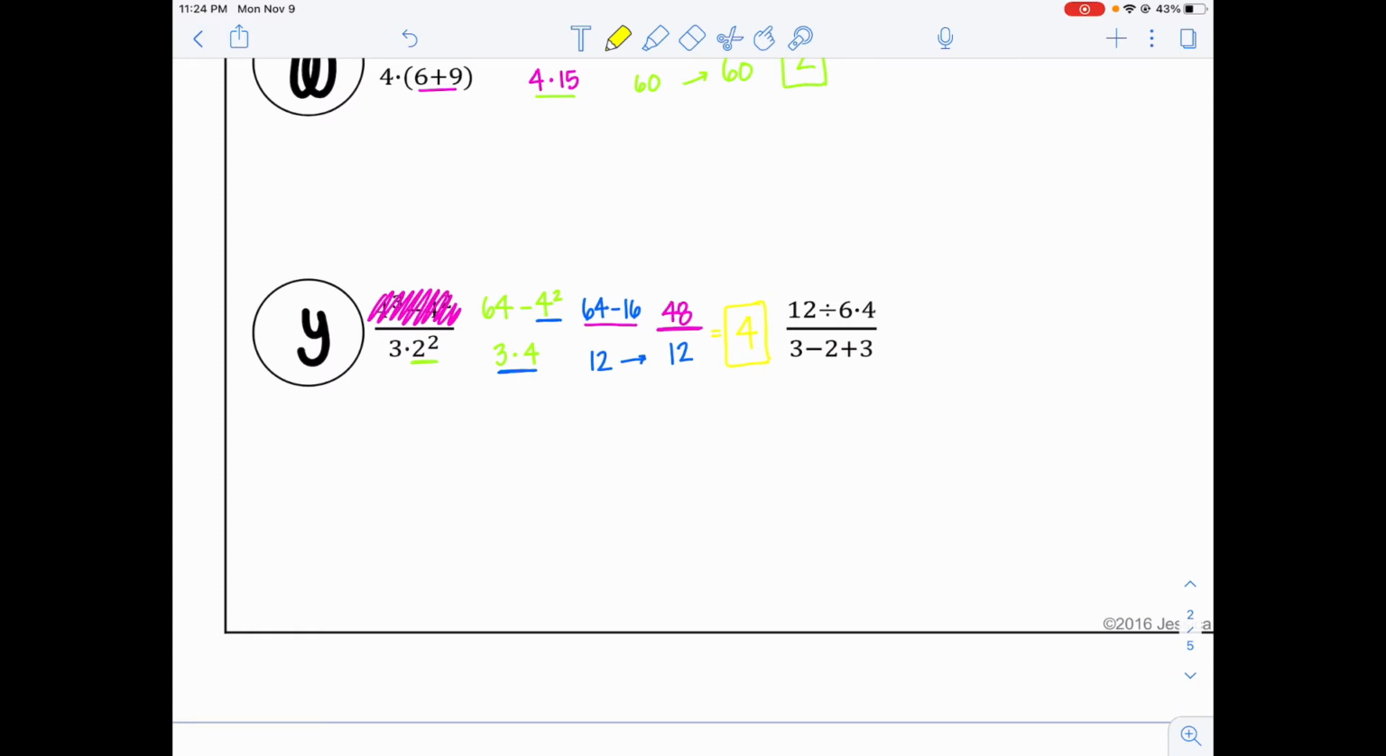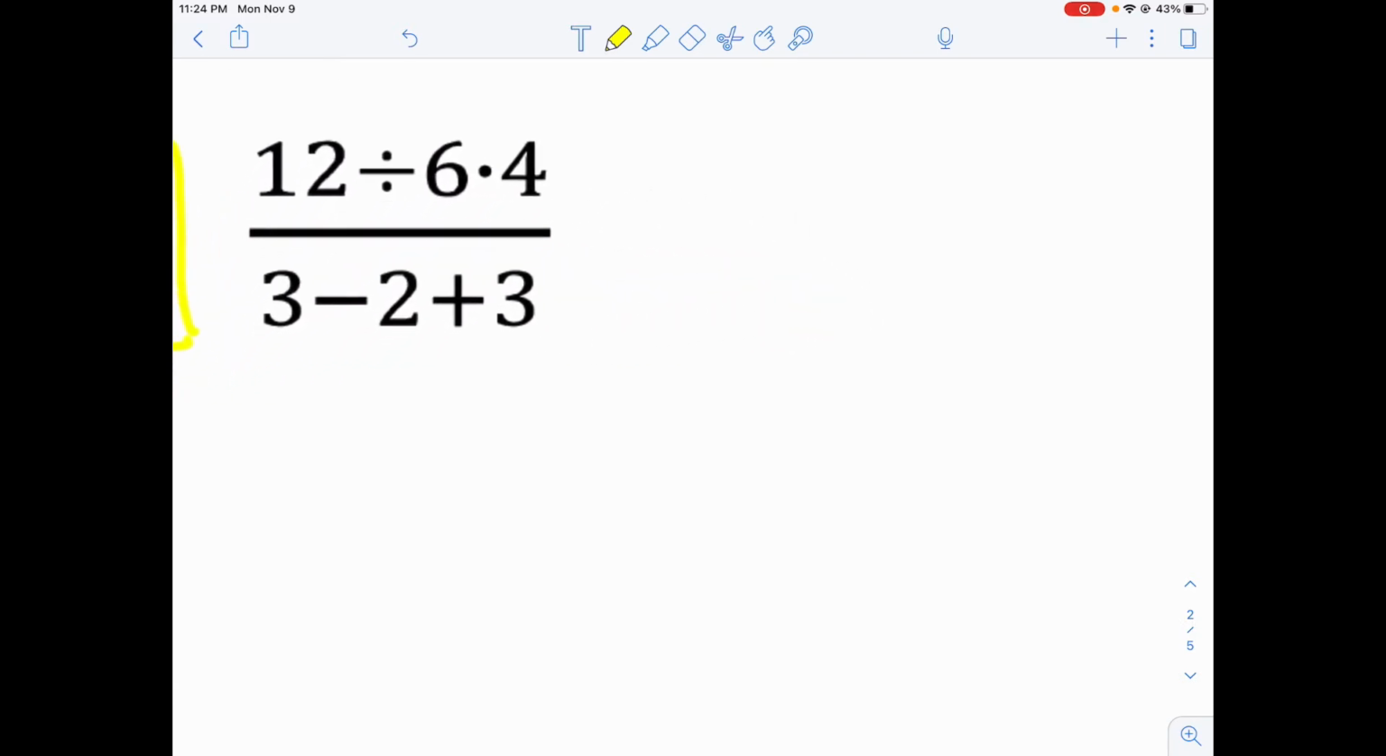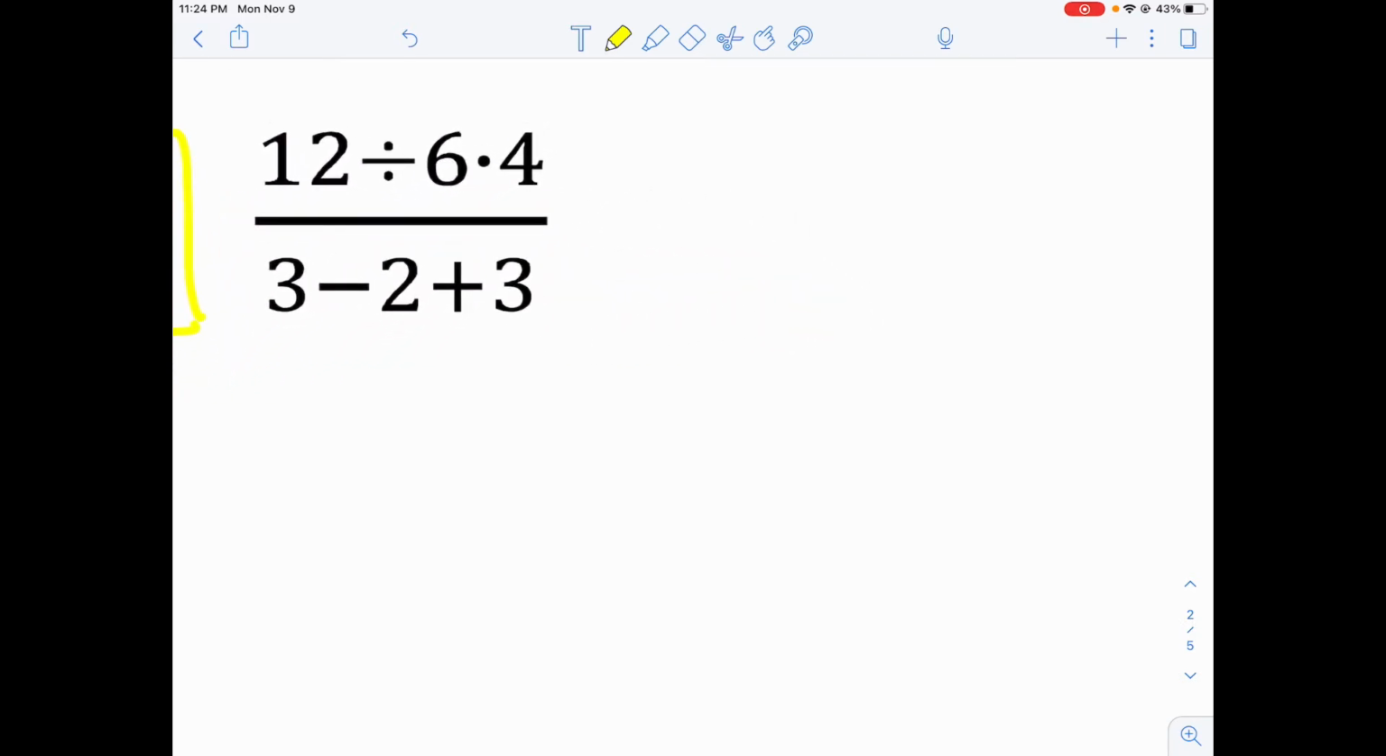Okay, now that you have done your own problem, let's go ahead and go over it together. I'm going to ignore the bottom for right now, and I'm going to look at the top. Now, please be careful. This is the tricky one. Even though multiplication is listed first in the acronym PEMDAS, remember multiplication and division go in order from left to right. So in this particular problem, division is listed first. That means I have to do the division before I can do the multiplication.